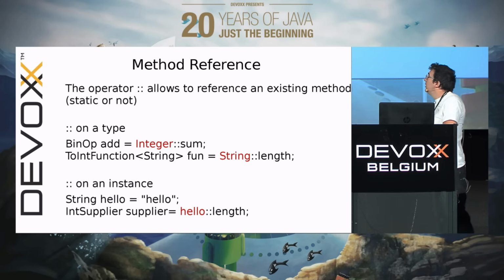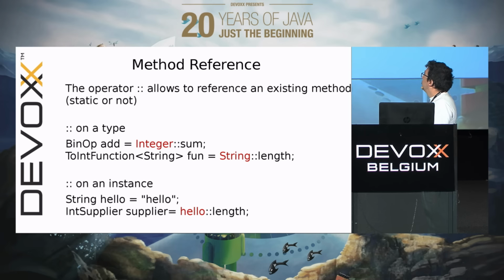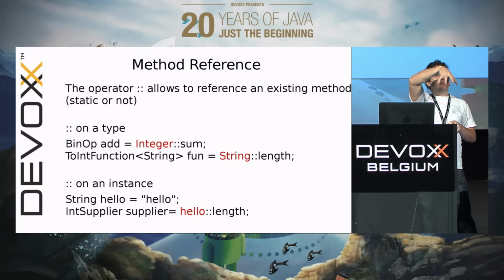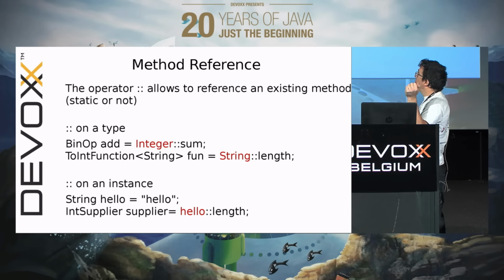And the next thing you have is what we call method reference, which is used if the method already exists, if you already have the code. For example, Integer.sum, which is a static method in java.lang.Integer. You can reference this static method and say, I want to see it as a BinOp, as a function that takes two ints and returns an int. You can do exactly the same thing on instance methods, like the method length in String. If you say String::length, in that case you take an instance method and you see it as a function. Because it's an instance method, the corresponding function will take a String and return an int.